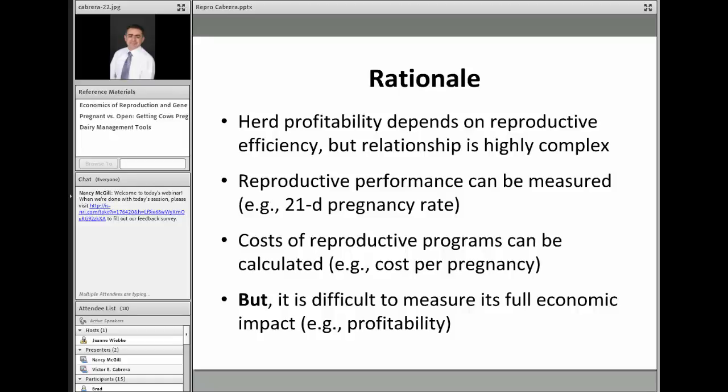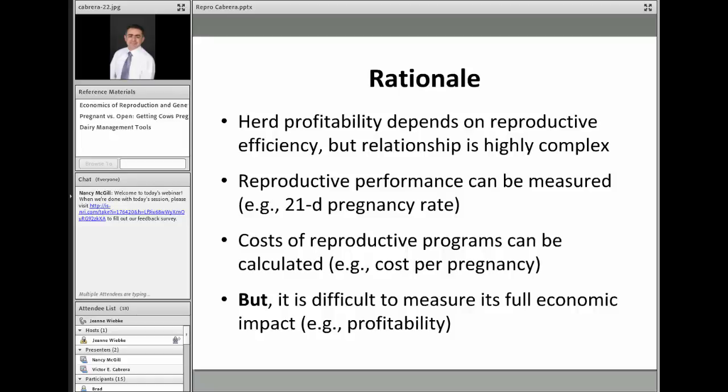Reproductive performance can be measured, okay? And I'm pretty sure most of the people who are listening to this would not be unfamiliar with the 21-day pregnancy rate, for example. Some people would like to use other metrics of reproduction. Other people could use, for example, the percentage of cows who have been serviced at a certain point in time, or the percentage of cows pregnant at a certain point in time after calving. We believe that 21-day preg rate, for example, is a more comprehensive metric. But the point is that we can measure that.